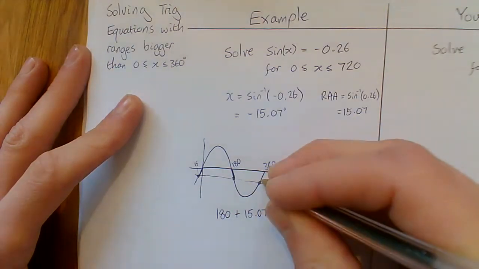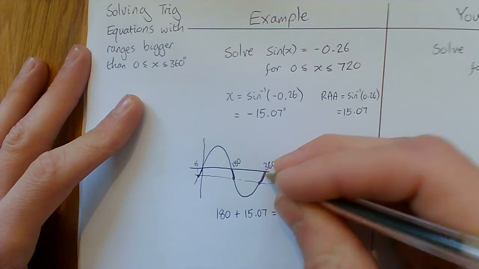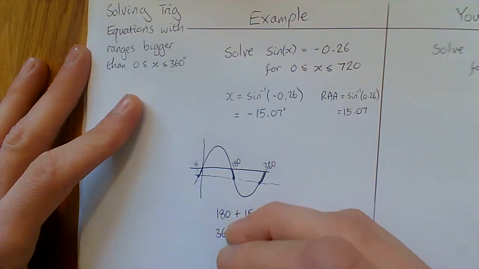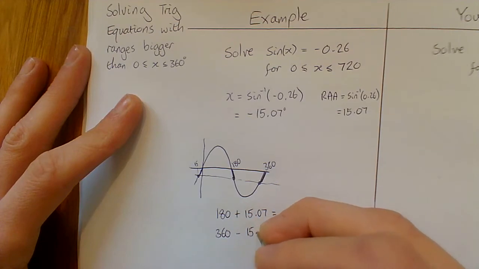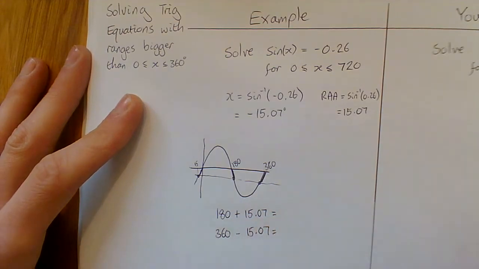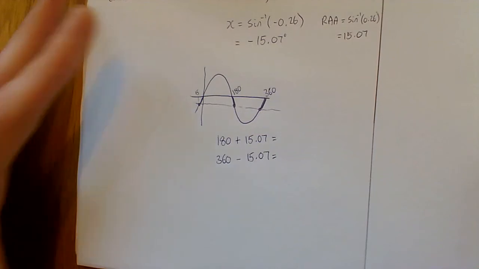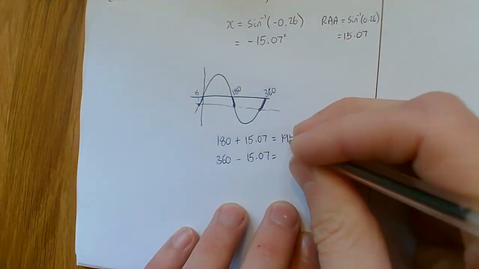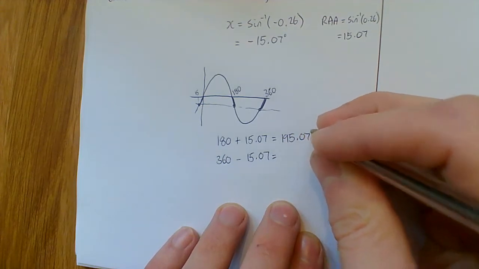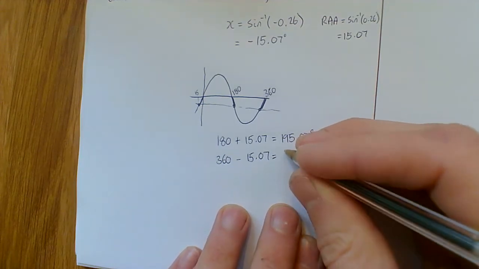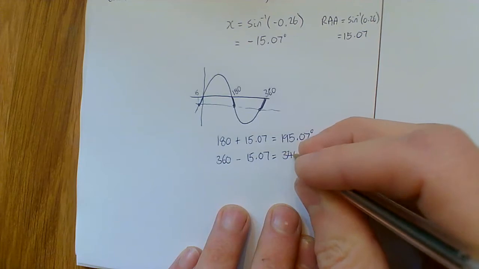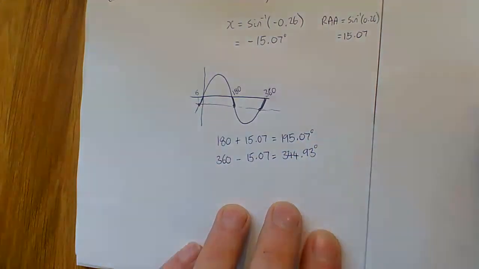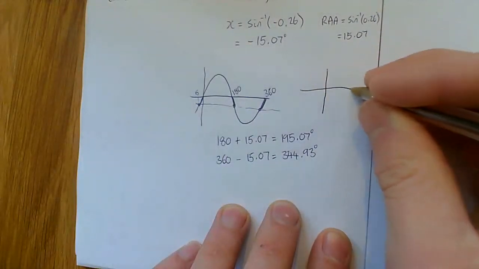What does that give us? And we've got one here on this section. This is 15.07 back from 360. So we want to work out those two values. Doing that on your calculator should give you 195.07 degrees and 344.93 degrees. You could have got there via CAST.